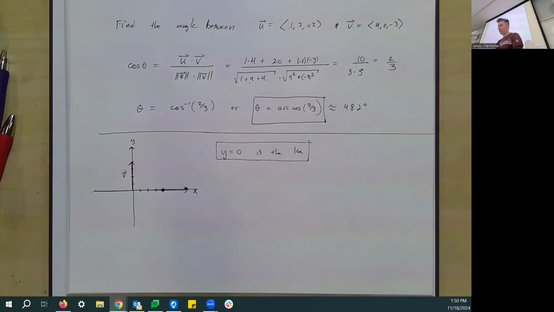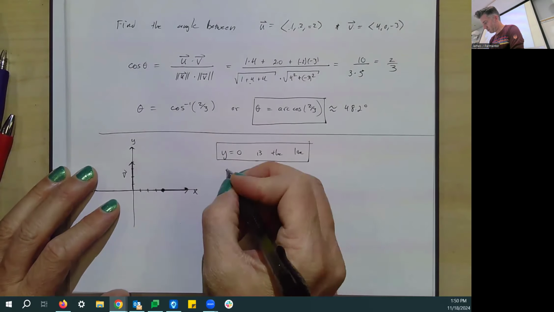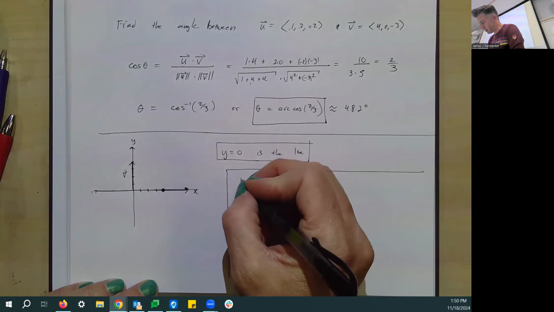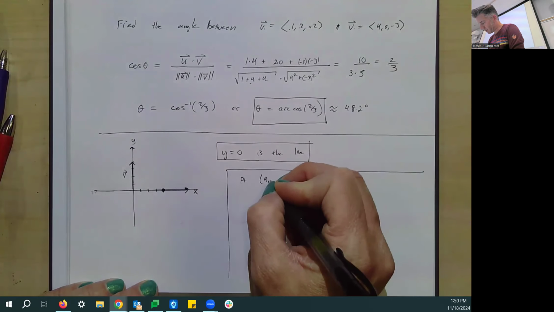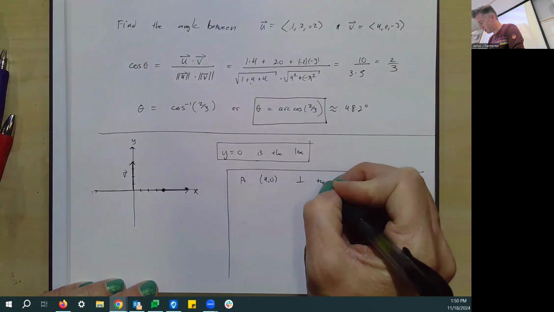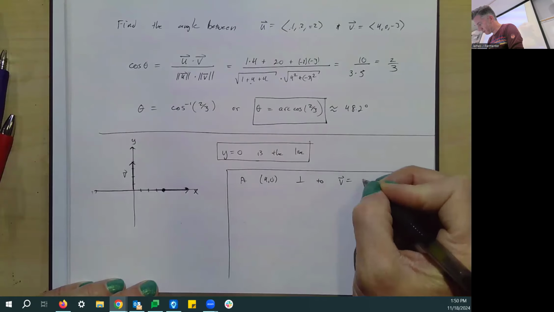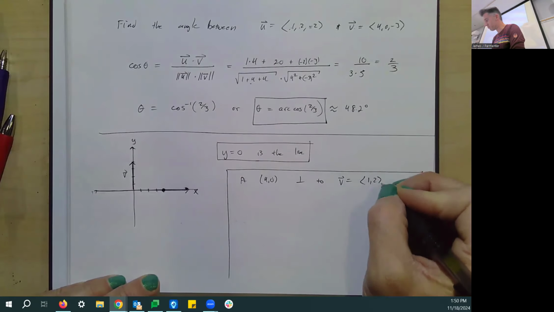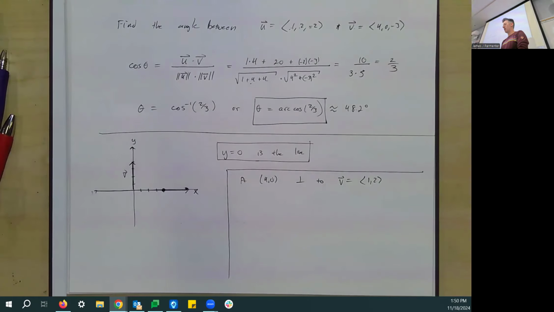Yeah, let's ask a better question. What if instead I want the line through the point? Same point, but now I want it to be perpendicular to the vector. Sure, 1 comma 2. That should work out fine.